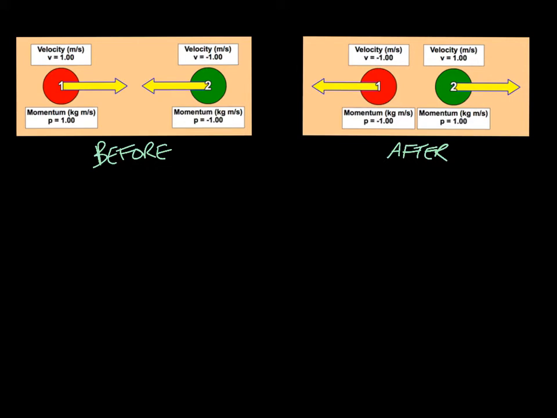So let's look at momentum 1. The final momentum, P1, was -1. The initial momentum, P1 initial, if you will, was 1. So the change in that momentum would be -1 minus 1, or -2.